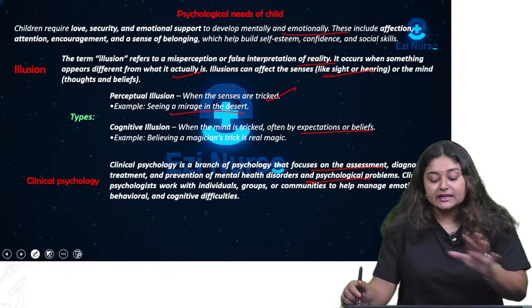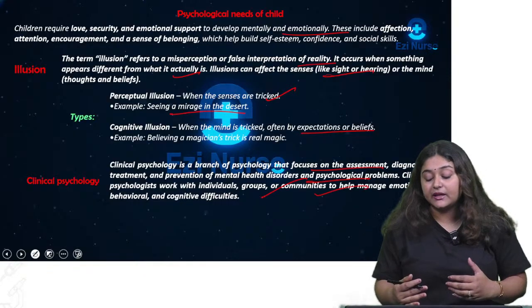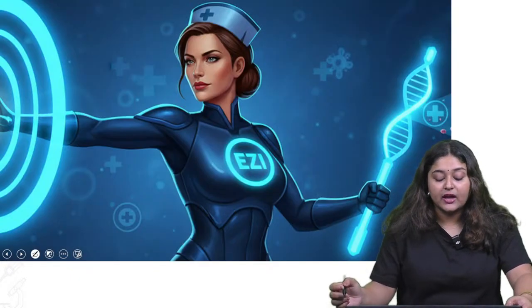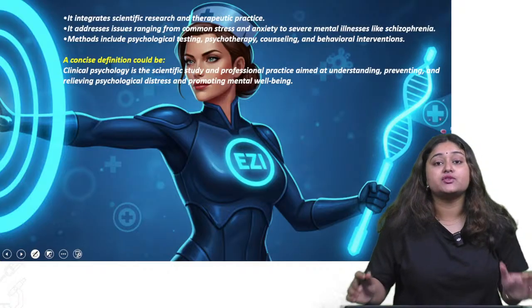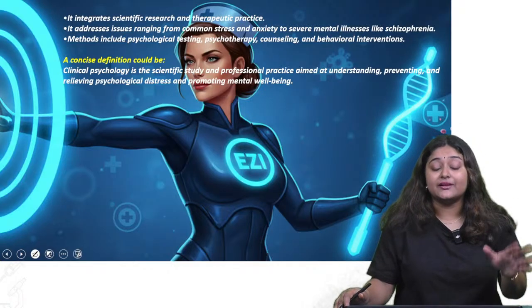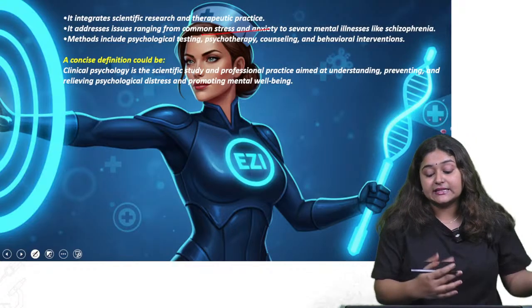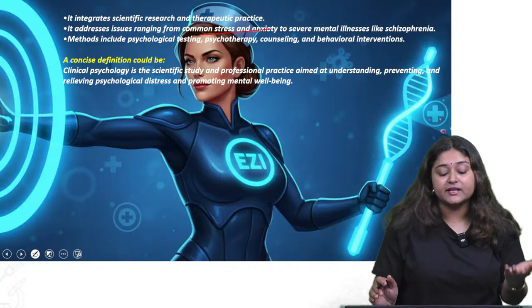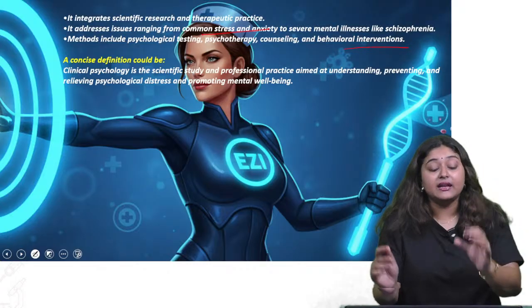Okay, so clinical psychologists work with individuals, groups and communities to help manage emotional, behavioral as well as cognitive difficulties. It integrates scientific research with therapeutic practice, and it addresses issues ranging from common stress and anxiety to severe mental illness like schizophrenia. The methods include psychological testing, psychotherapy, counseling and behavioral interventions.